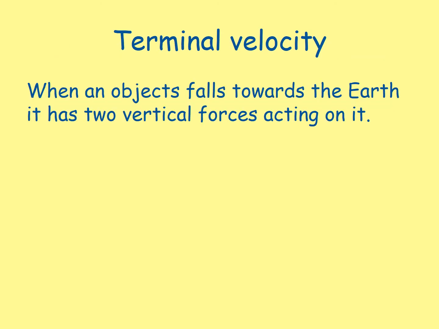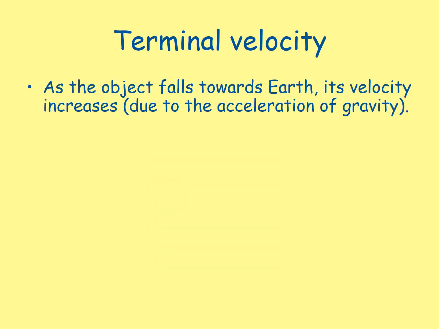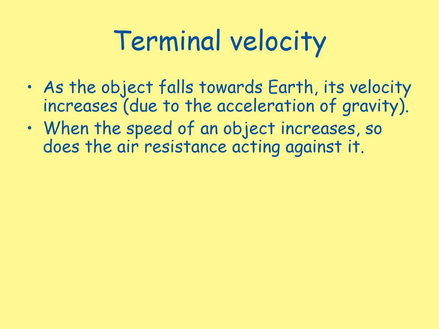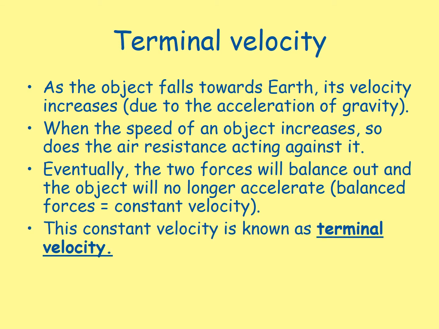Terminal velocity. When an object falls towards Earth, it has two vertical forces acting on it. It has weight acting downwards towards the Earth and air resistance acting in the opposite direction. As the object falls towards Earth, its velocity increases due to the acceleration of gravity. And when the speed of an object increases, so does the air resistance acting against it. Eventually, these two forces will balance out and the object will no longer accelerate. Balanced forces is equal to a constant velocity, remember. This constant velocity is known as terminal velocity.